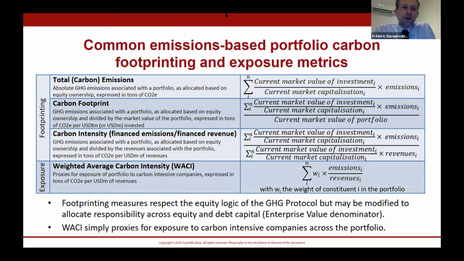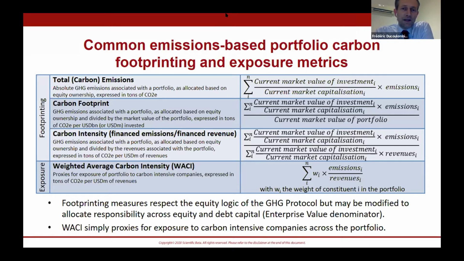So, for example, total emissions for a portfolio gives you the measure of the absolute emissions associated with the portfolio. And as the formula here shows, it's just the sum of the share of companies you own times the emissions of the company. This is very useful to measure the overall emissions associated with your portfolio. Now, the portfolio may change in size over time, and you may want to control for size. So it's very common to express this relative to the size of the portfolio, the market value of the portfolio, and this is called carbon footprint.